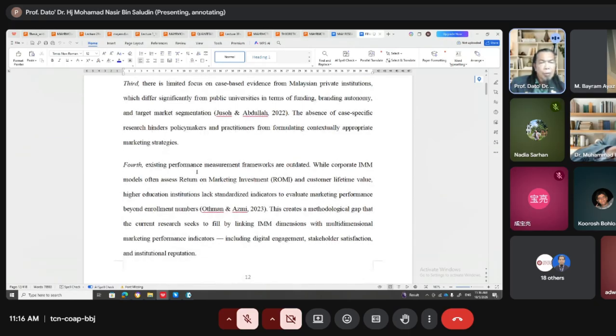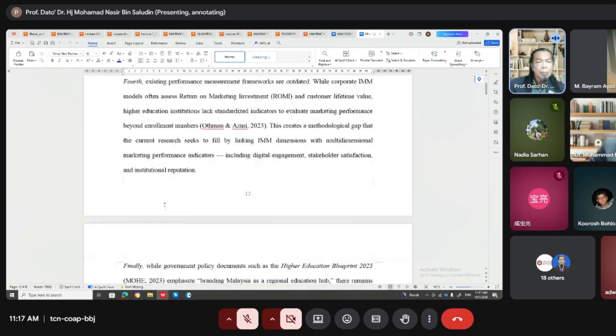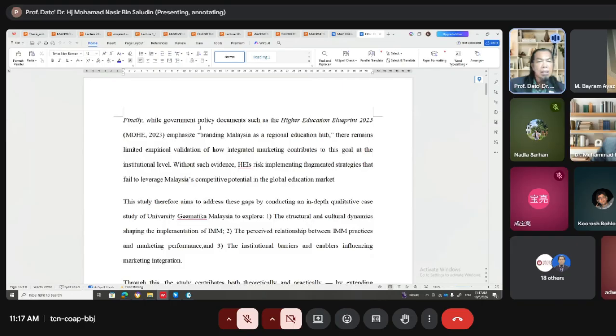Number four, existing performance measurement frameworks are outdated. While corporate IMM models often assess return on marketing investment, or ROMI, and customer lifetime value, this creates a methodological gap. Number five, government policy documents such as the Higher Education Blueprint emphasize branding Malaysia as a regional education hub, but there remains limited empirical validation of how integrated marketing contributes to these goals at the institutional level. Without such evidence, higher education risks implementing fragmented strategies and failing to leverage Malaysia's competitive potential in the market.